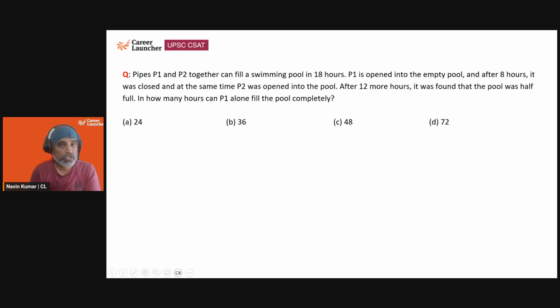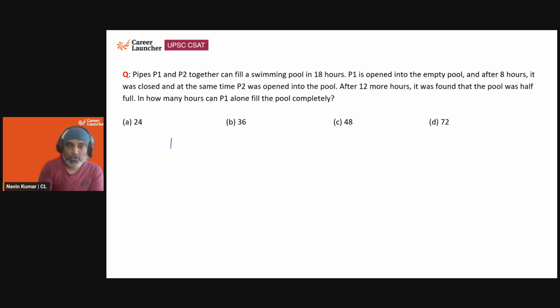Another one. So question based on time and work. Pipes P1 and P2 together can fill a swimming pool in 18 hours. P1 is open into this empty pool and after 8 hours it was closed. And at the same time, P2 was open into the pool. After 12 more hours, it was found that the pool was half full. How many hours can P1 alone fill the pool completely?